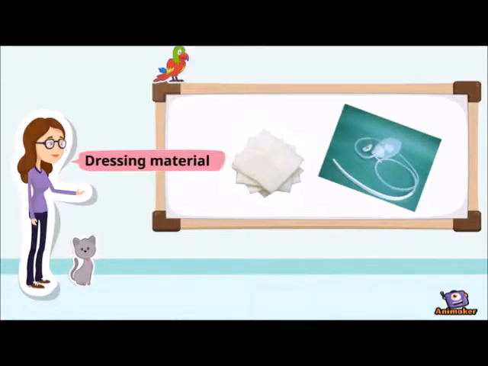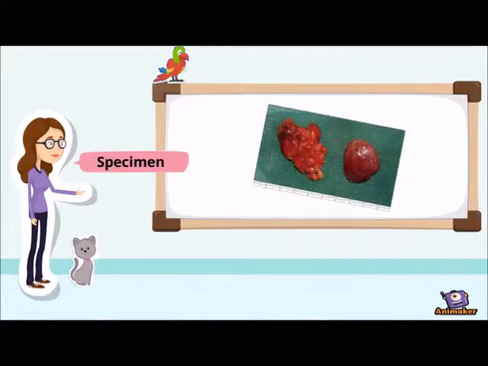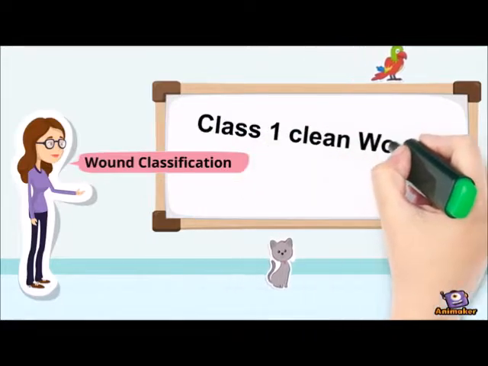Jackson-Pratt drainage may be placed in the wound before closure and after radical procedures. Fluffs and burn netting around the neck can be used. A specimen will be sent to pathology. It is a Class 1 clean wound.